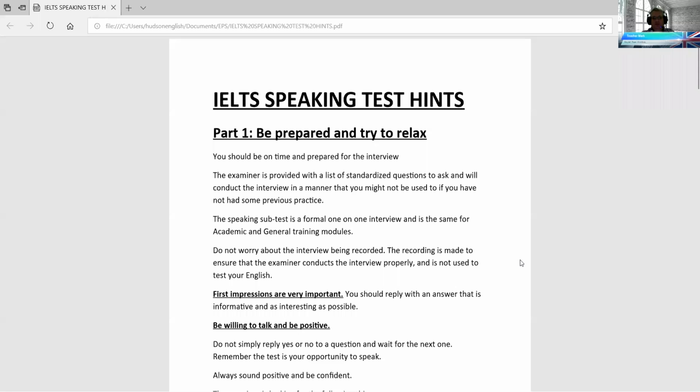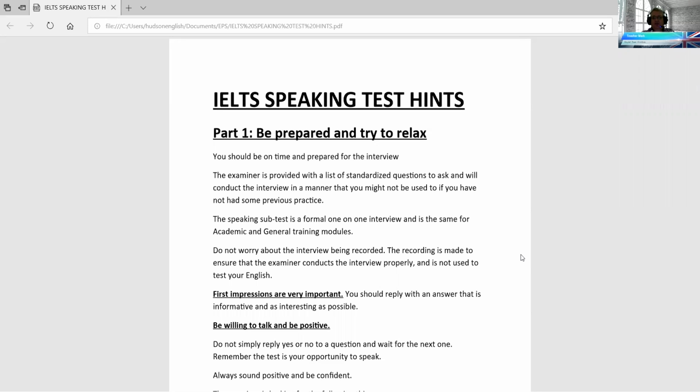So let's begin. IELTS speaking test hints. Part one of the test. There are 3 parts in the test, and we're going to go through a few helpful points for each part. The main thing is be prepared and try to relax. You should be on time and prepared for the interview. Don't forget to take your ID with you. You'll need it. Normally it's a passport.